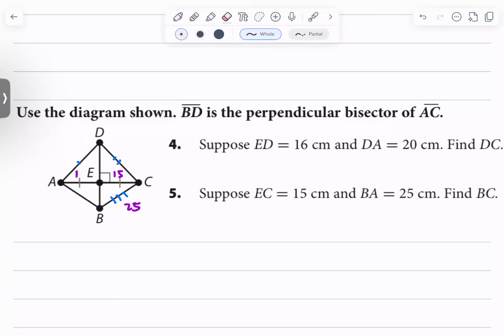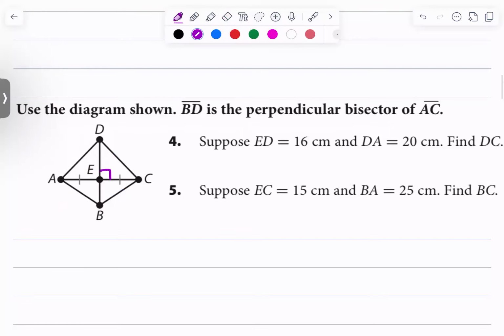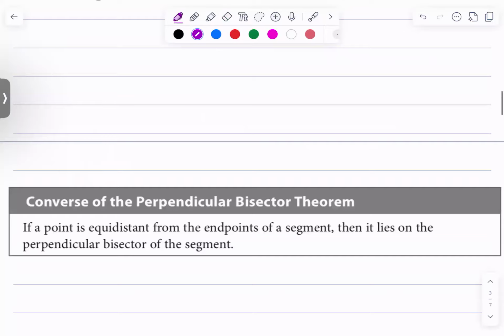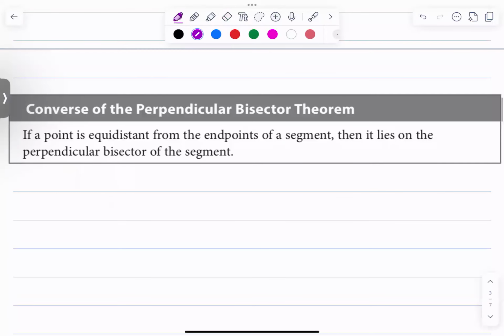So we just went over if a line or a segment is on the perpendicular bisector. So if we have perpendicular and bisector, then we know that the two segments, AD and CD, are also congruent, correct? If we know that. The next one is the converse to it, which is also true.